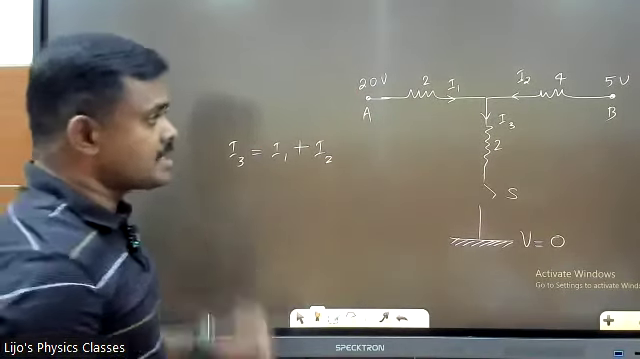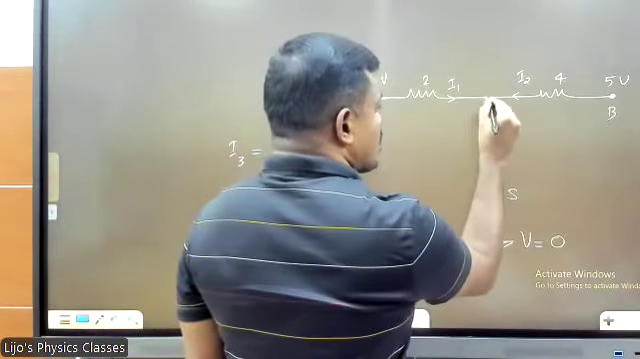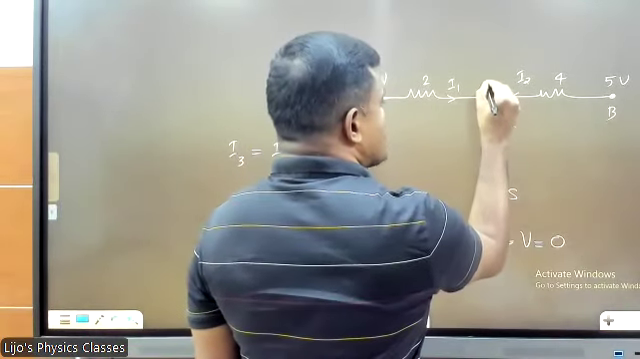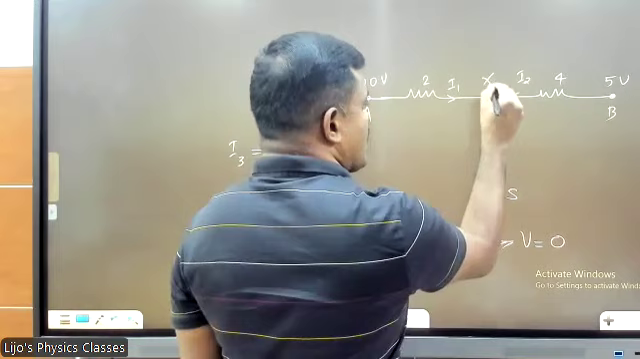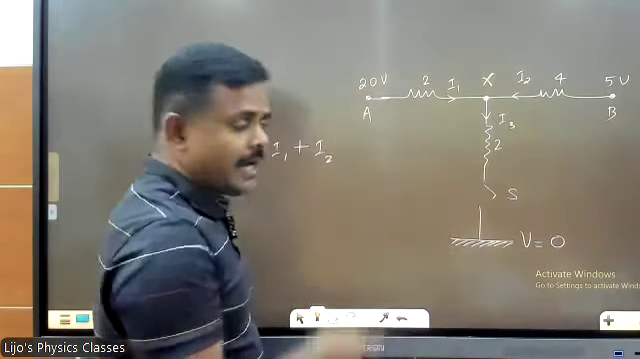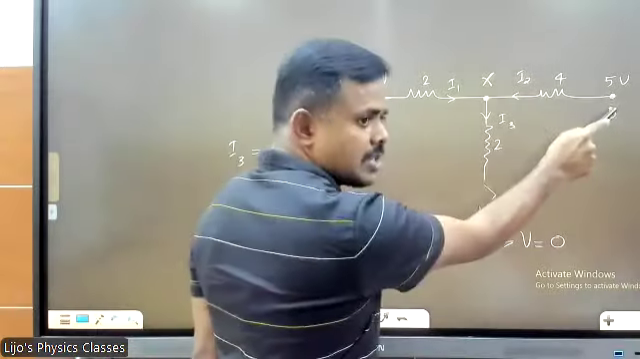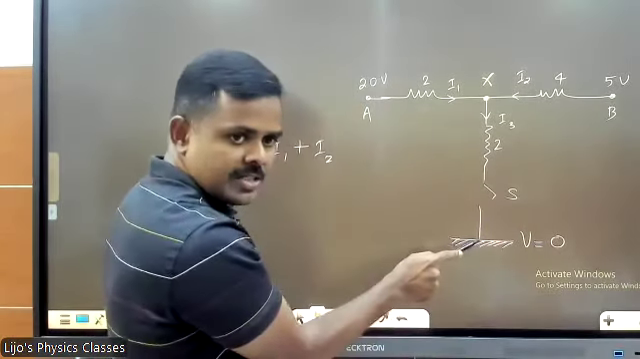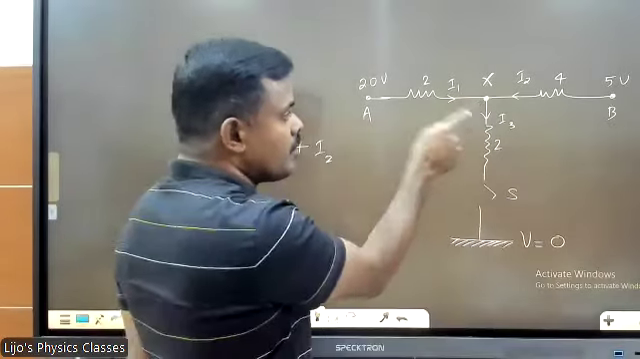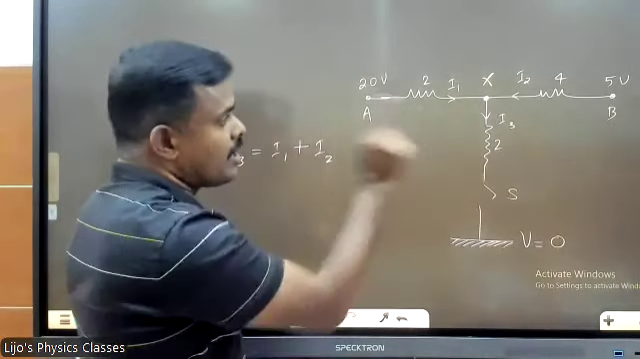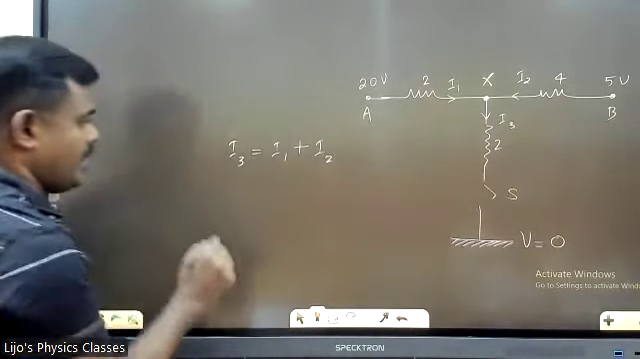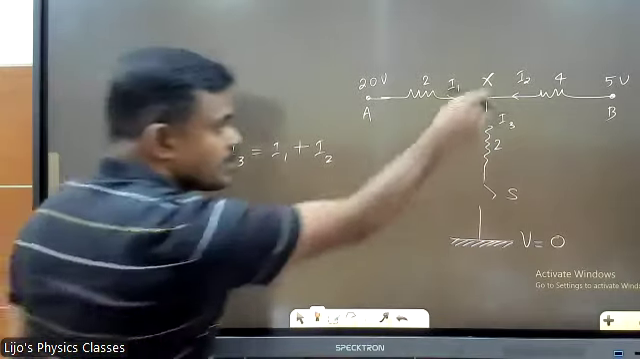Okay. Now let us see this. I don't know the potential of this location. I call it X. Since it is an unknown potential, it is X. I know this point has a potential 20. This point has a potential 5. This point has a potential 0. So the only unknown point is this, right? I can call it X. Now tell me, what is I3? Current through this, right?